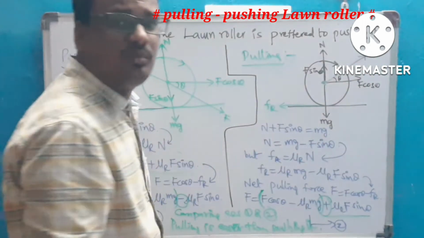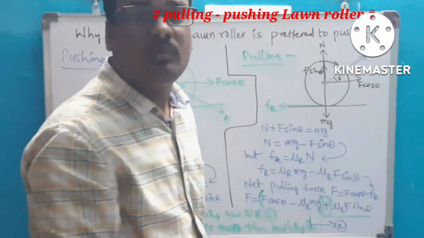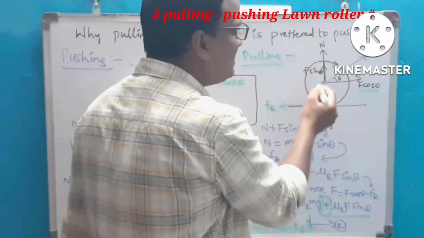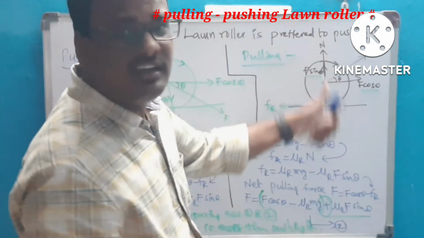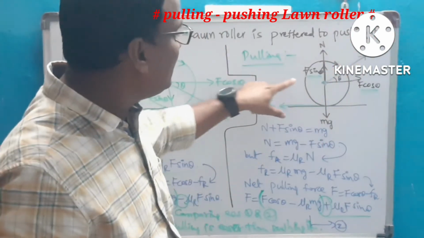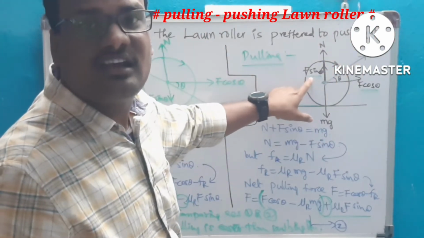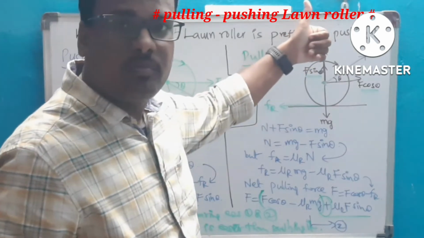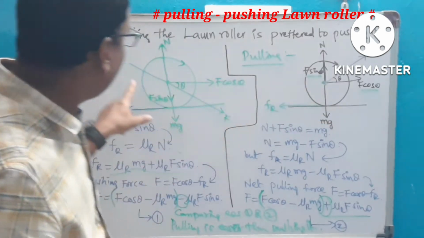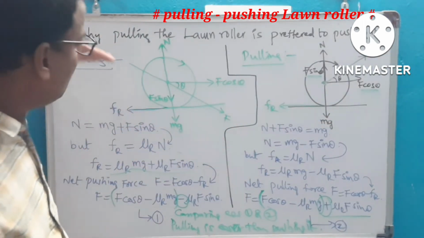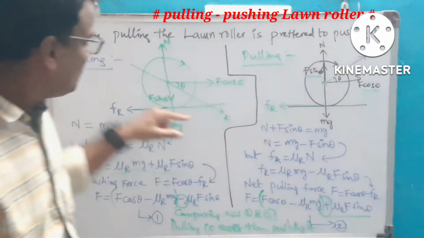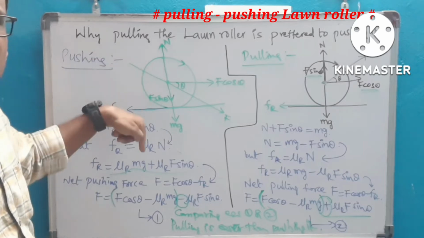This resultant force will be divided into two components: one is the horizontal component F cos theta, and another is the vertical component F sin theta. Here the pulling force acts in the upward direction, so the vertical component F sin theta is also acting in the upward direction, toward the normal reaction force. But in the case of pushing, the net force is applied in the downward direction, so the vertical component acts in the downward direction.